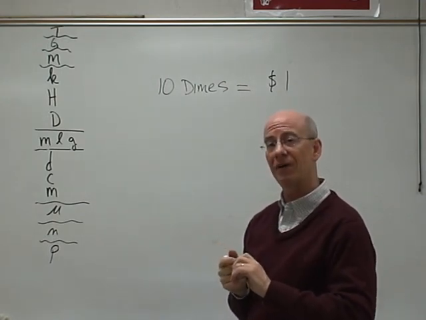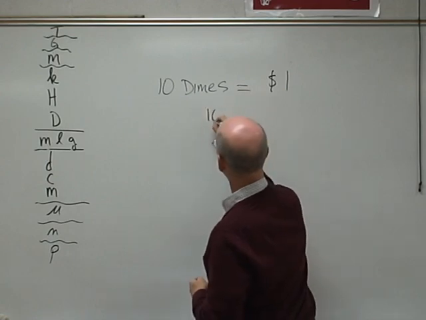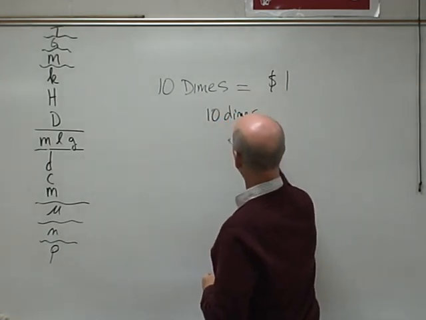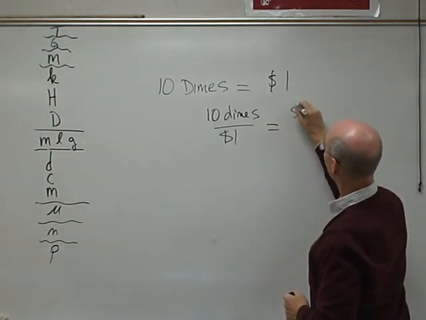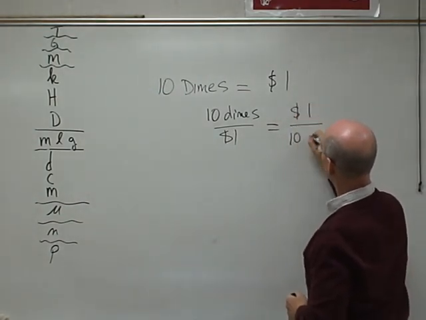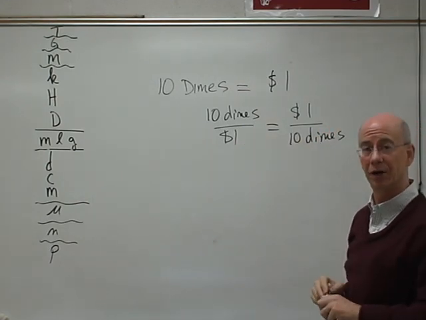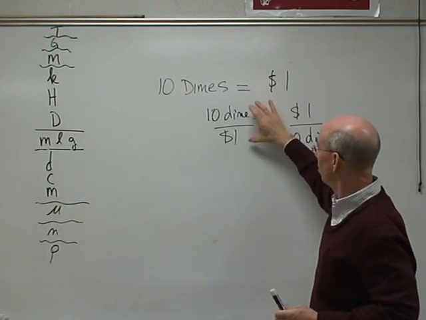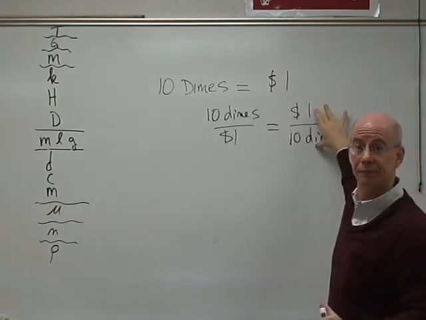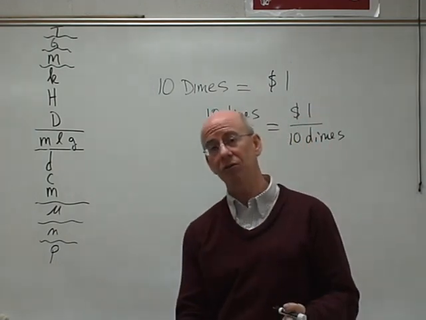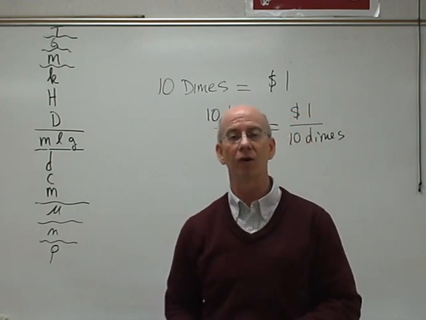What kind of conversion factor? It's simply setting up an equality like this. I can take the 10 dimes and I can divide by $1. Or I can take $1 and I can divide it by 10 dimes. This is a conversion factor. There's two of them here. The reason I can do that is because both of these things equal 1. So when mathematically I use them, I can multiply by 1 or I can divide by 1 to get the number I start with.